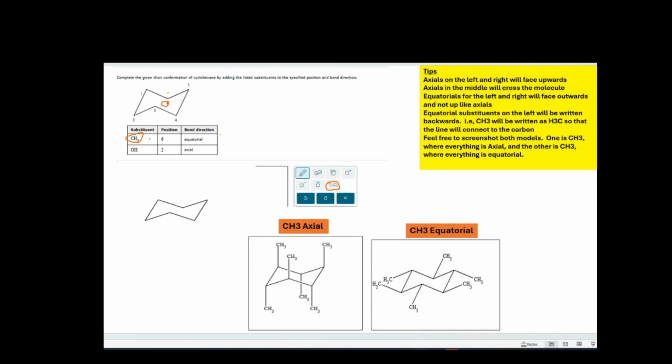And next up, I'm going to see where position number 6 is on the molecule. So it'll be located right here. And then what it wants me to do in position 6 is to write CH3. So I'm going to just send the line up like that. And I'm going to go CH3.